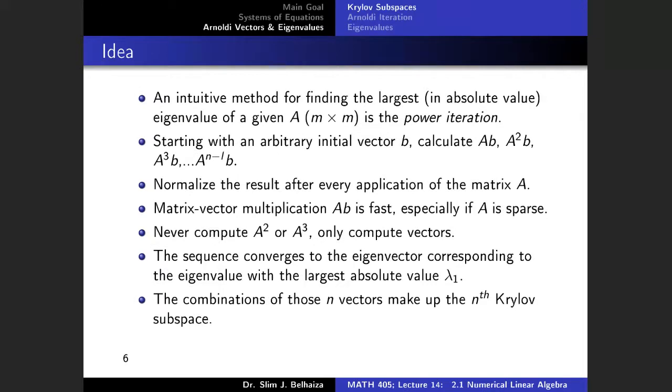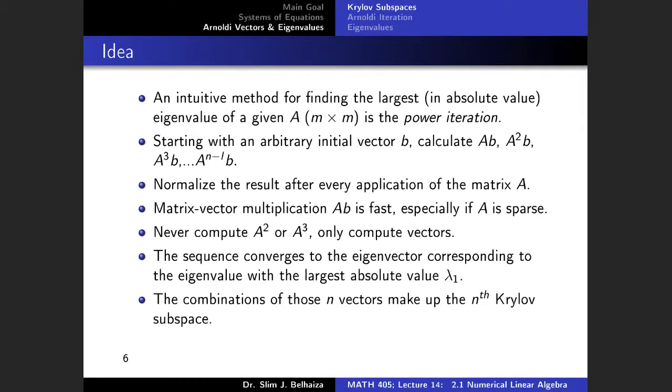So, how to split now? We are going to enlarge the problem, because even solving the eigenvector problem is, in fact, similar to solving a linear system. In fact, it is a solution to a linear system. So I'll talk now about what we call Arnoldi vectors and eigenvalues. First of all, the Krylov subspaces, which is an intuitive method for finding the largest, in absolute value, eigenvalue for your m by m matrix. It is based on the concept we call the power iteration.